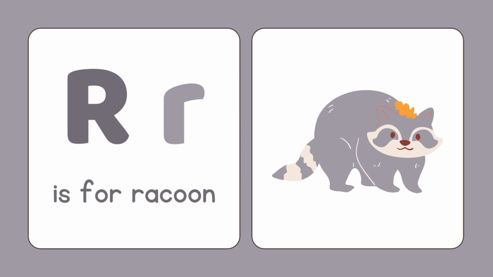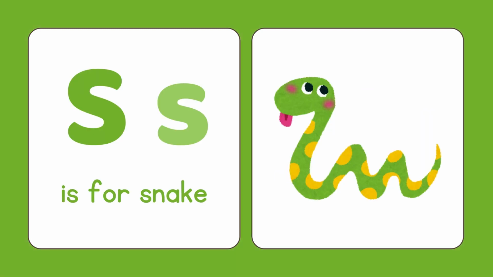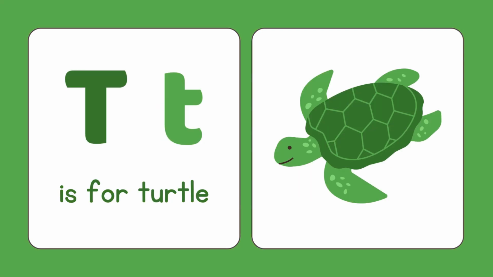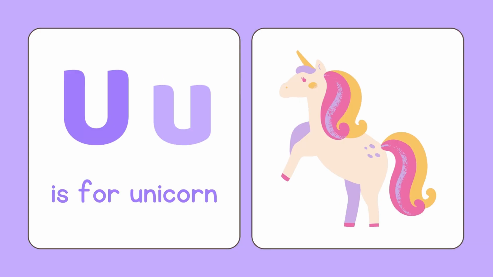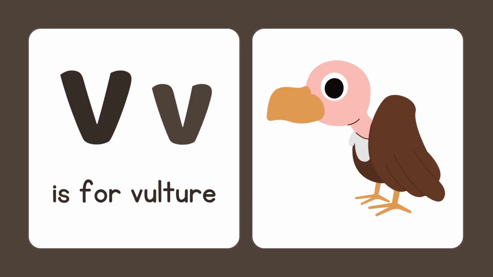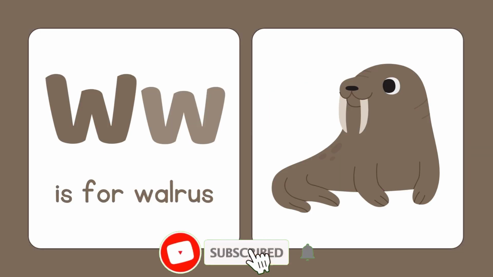R is for raccoon. S is for snake. T is for turtle. U is for unicorn. V is for vulture. W is for walrus.